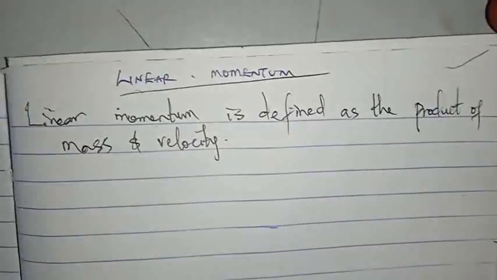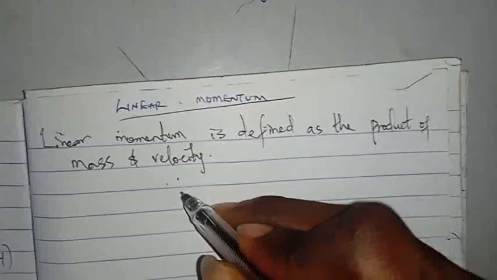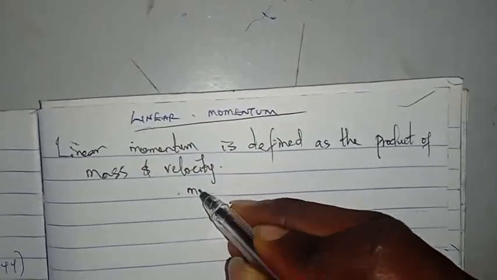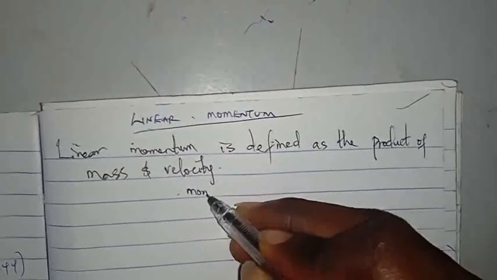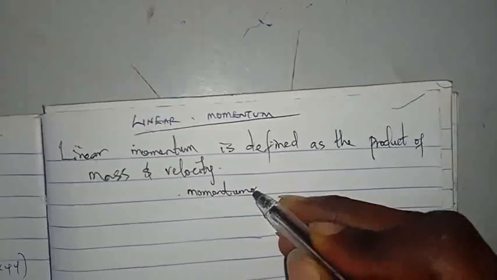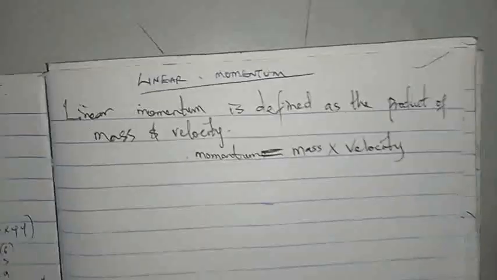So which means that if you see somebody running, what you observe from the movement of that person is not just that the person is walking. What you observe is the momentum. If the person is slow, you observe that the momentum is less. If the person is fast, you observe that the momentum is high. So it's equal to mass times velocity. So you need to know this.